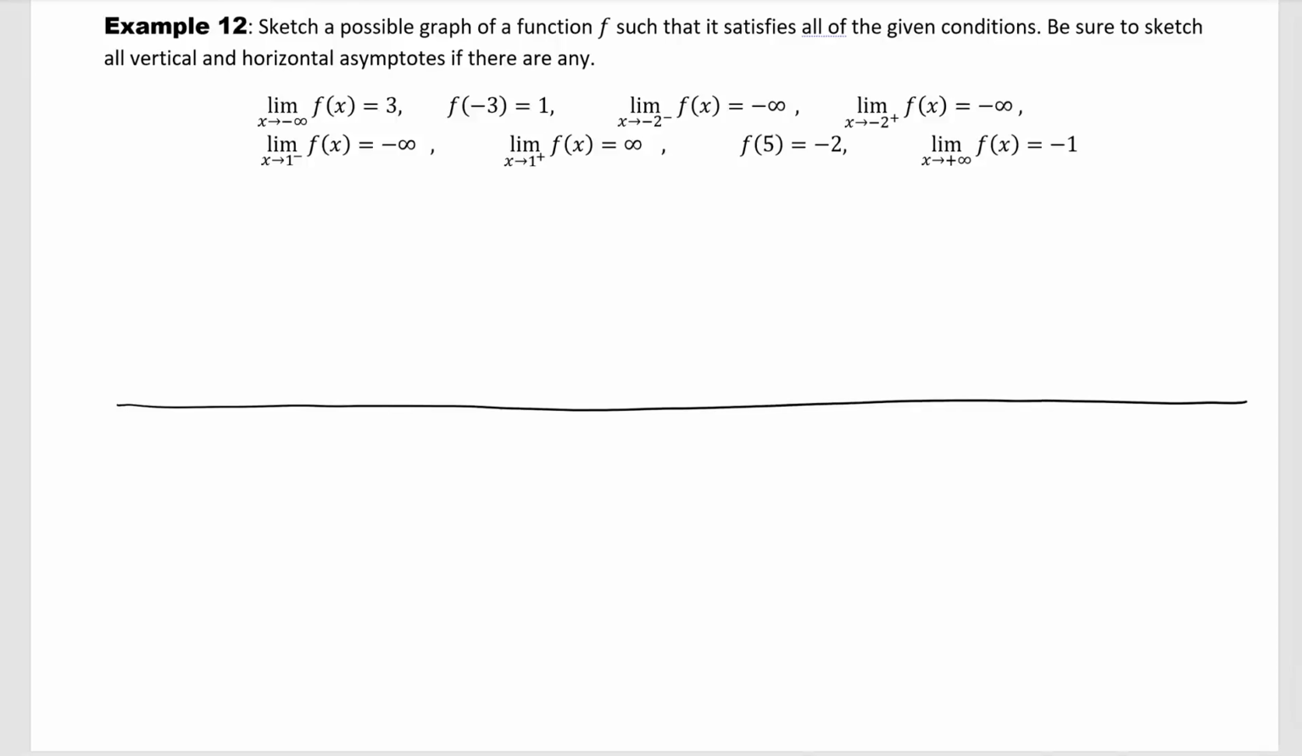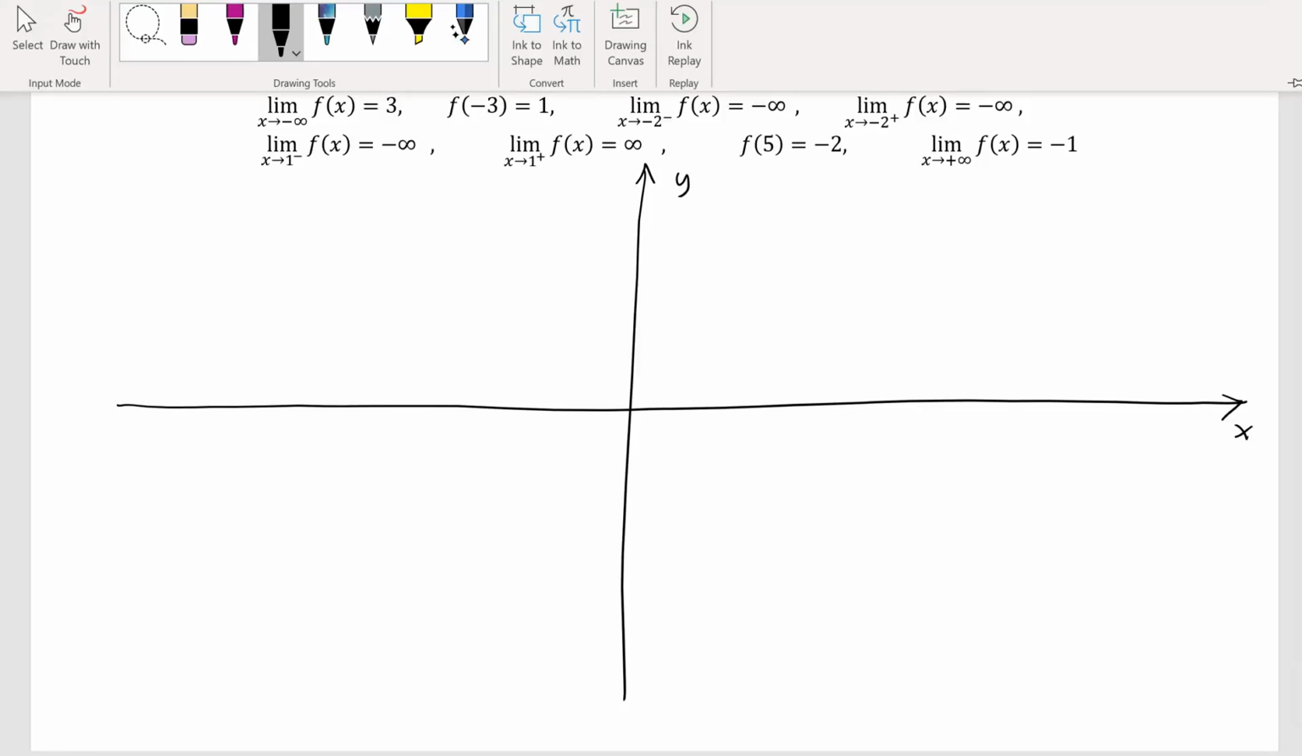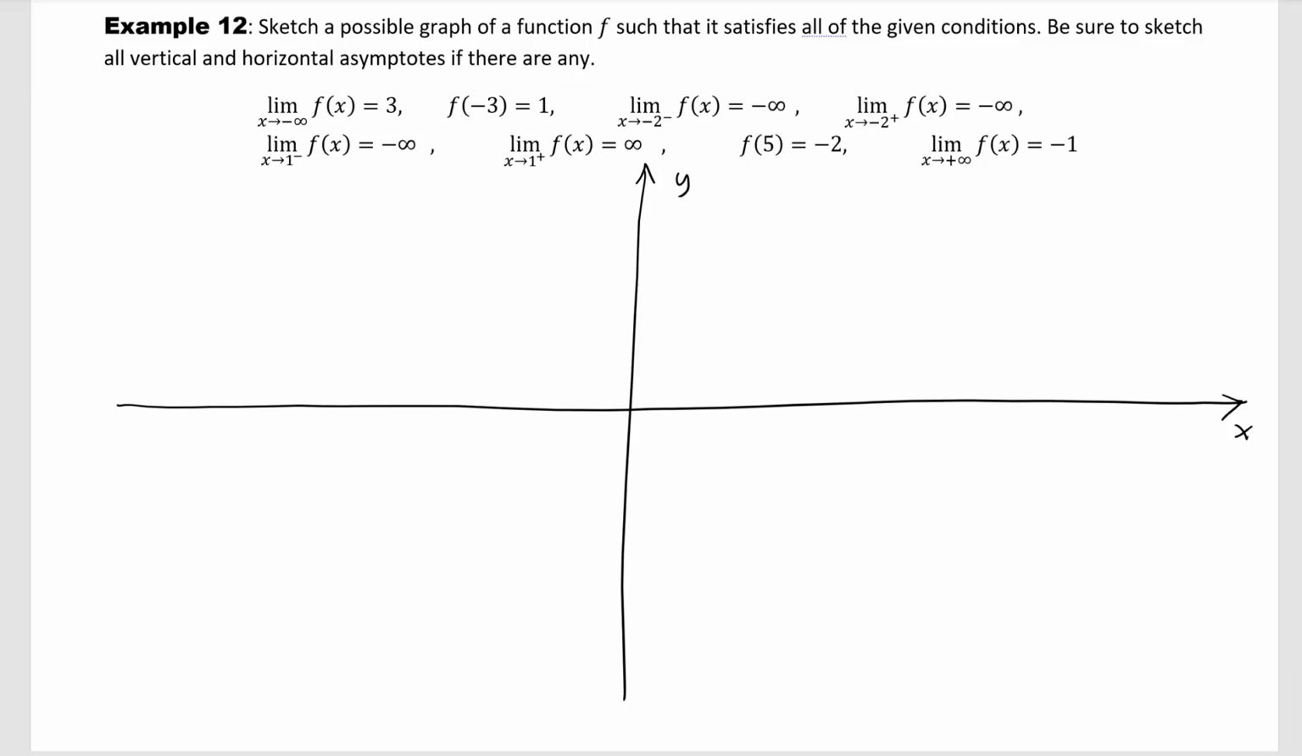Okay, so let's draw the x-axis and the y-axis. And then let's look at each piece of information. Well, the first information: when x goes to -infinity, so -infinity is on the left, and then the y is 3. Where's the 3? Well, 1, 2, 3. 3 right here. Okay, so we're gonna have a horizontal asymptote here. And then there's two ways we can approach it, either from the top or bottom.